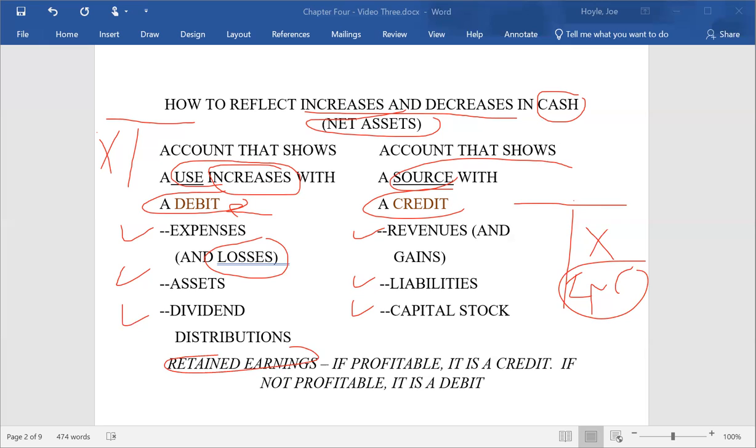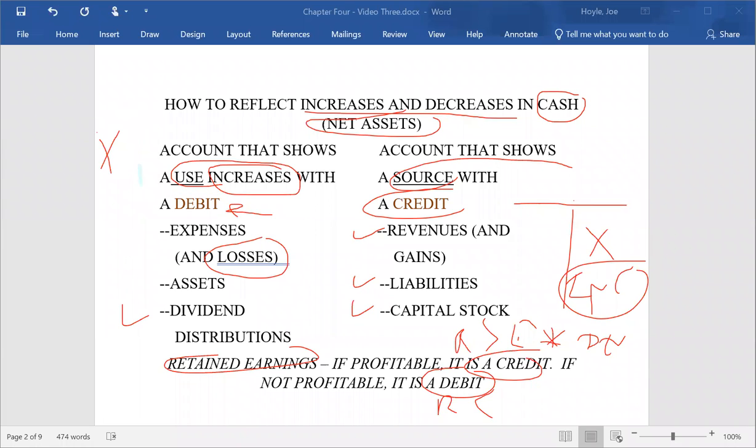Retained earnings keeps up with all the income since you first began the business, less all of the dividend distributions. If the revenues are higher than the expenses and the dividends, then this will have a credit balance. It will follow the example of the revenues. On the other hand, if the revenues are less than the expenses and dividends, then it will have a debit balance because it will follow the example of the expenses and the dividends.